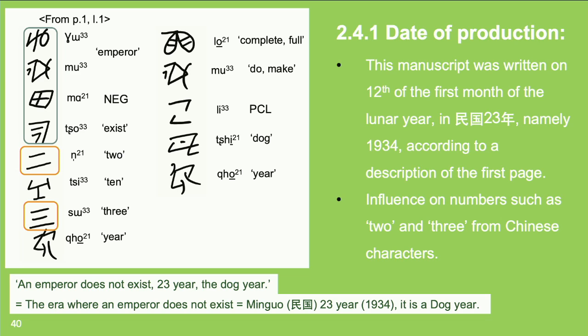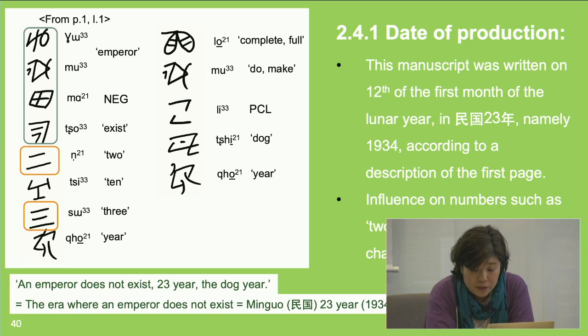According to it, it was written in 1934, it's Mingguo, 23rd year. As you can see here, an emperor does not exist, 23rd year, the dog year. Umu, that means the emperor, Ma Zhuo, doesn't exist. Mtsisiko, that means the 23rd year.